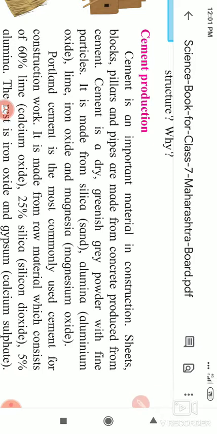So, what is cement? You know that cement is a dry, greenish grey powder with fine particles.